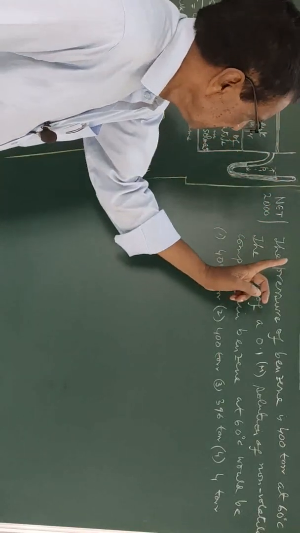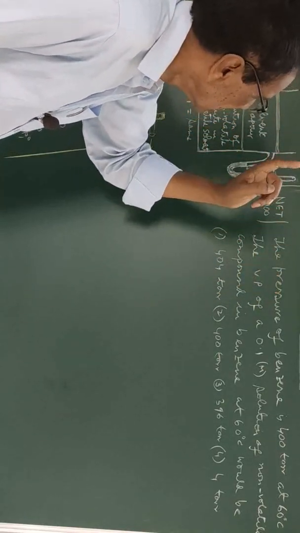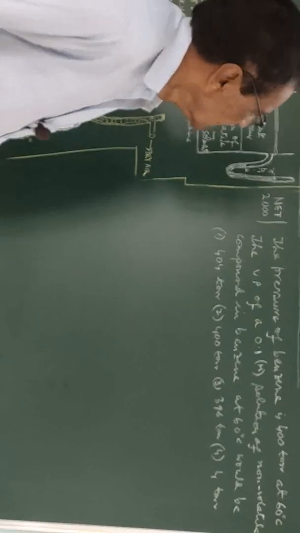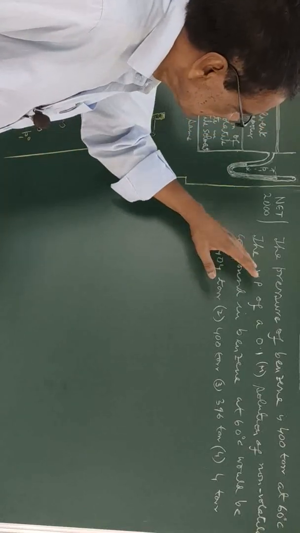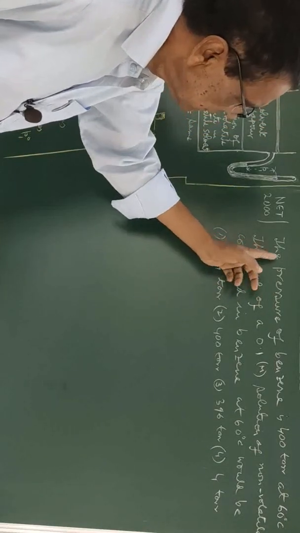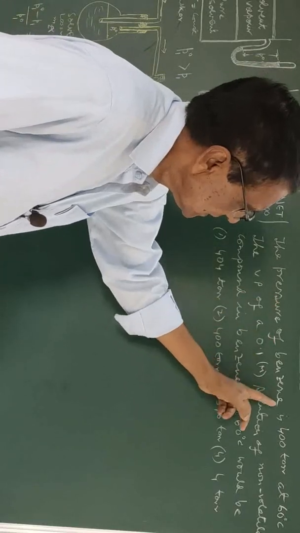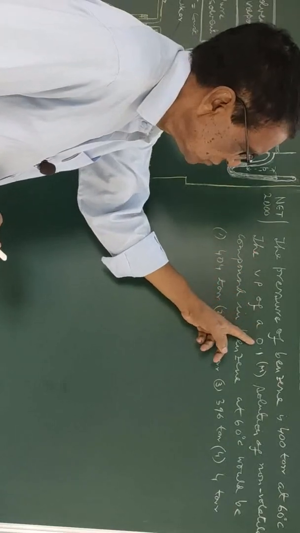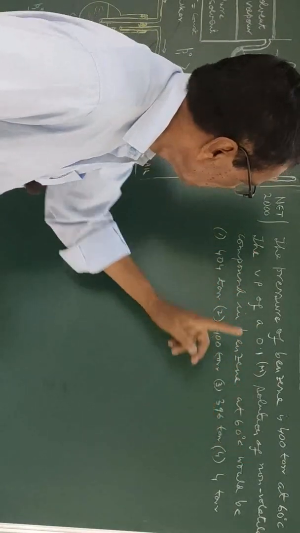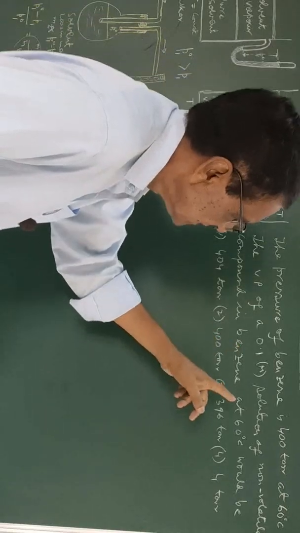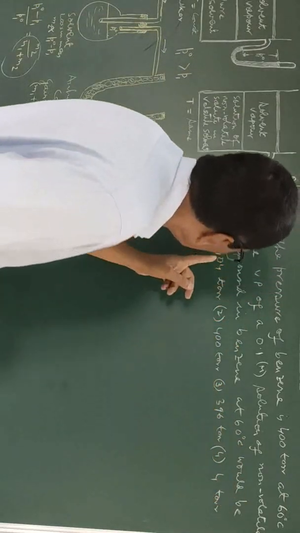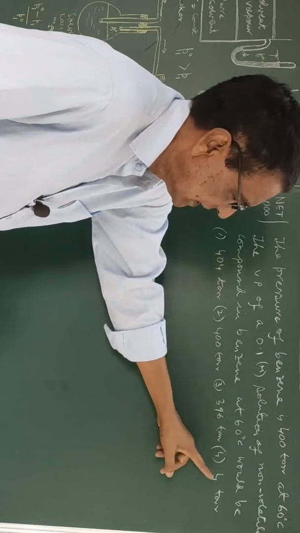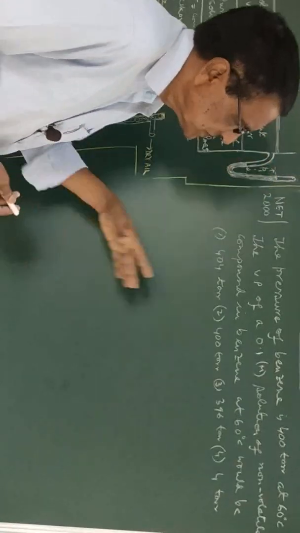This is one problem set in the National Eligibility Test in 2000. The problem is: the vapor pressure of benzene is 400 torr at 60 degrees centigrade. The vapor pressure of a 0.1 molar solution of a non-volatile compound in benzene at 60 degrees centigrade would be 404 torr, 400 torr, 396 torr, or 4 torr. You can see this data.